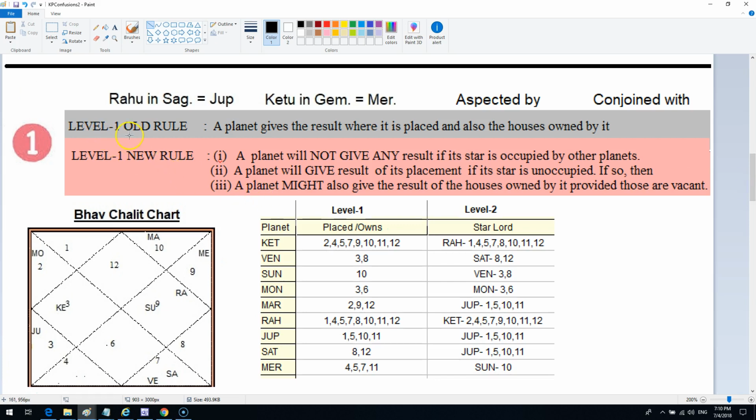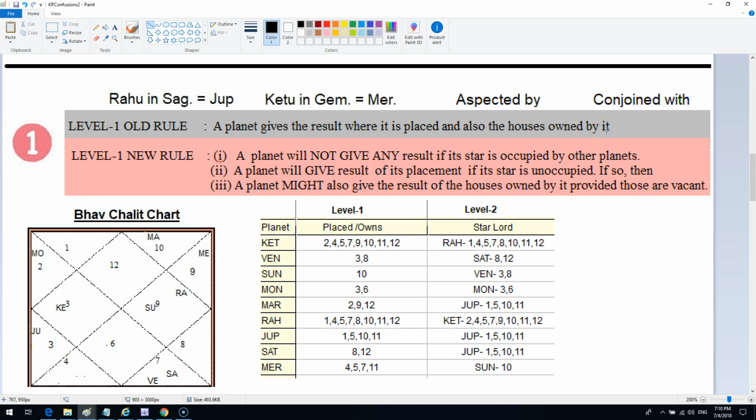Now, in the old rule, at level 1, bring your attention to this particular column, level 1. What we learned in the old rule, and what we have been following most of the time, was that a planet gives the result where it is placed, and also the house it owns.